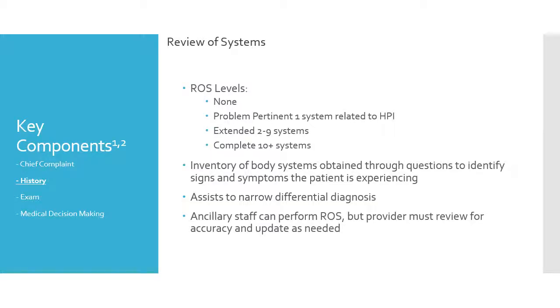The next aspect of the history is the review of systems. The review of systems must contain a certain amount of pertinent systems in order to be documented and billed correctly. Notice there are different levels to the review of systems. These levels are based on symptoms and elements addressed in these systems. Remember that other staff, such as MAs, can perform the review of systems, but the provider must review for accuracy.